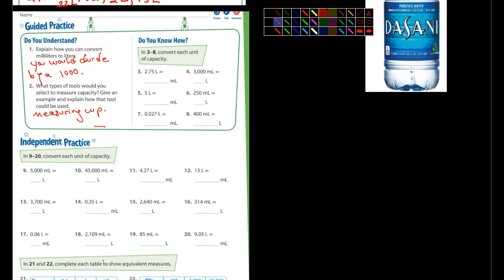It does say tools though. I don't know. What's another one? How about a syringe? That might do it. Okay. All right. 3. It says convert each unit of capacity.